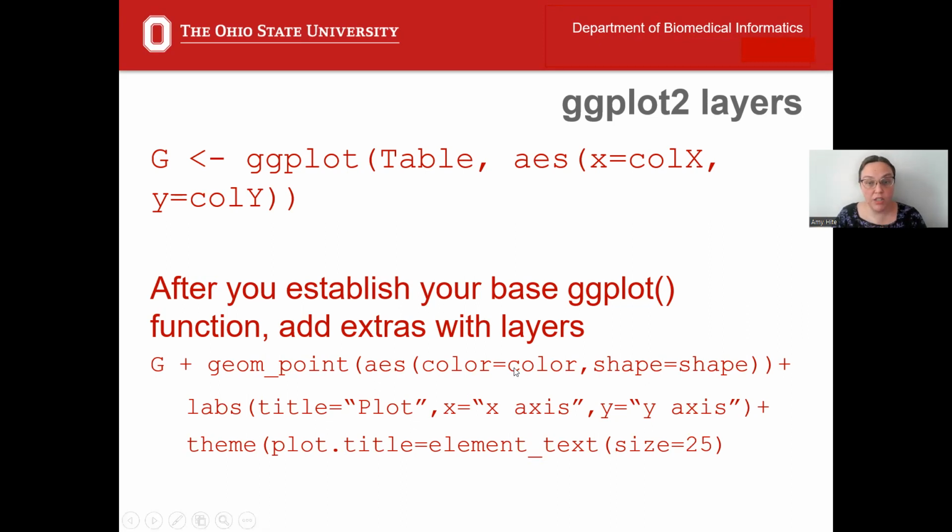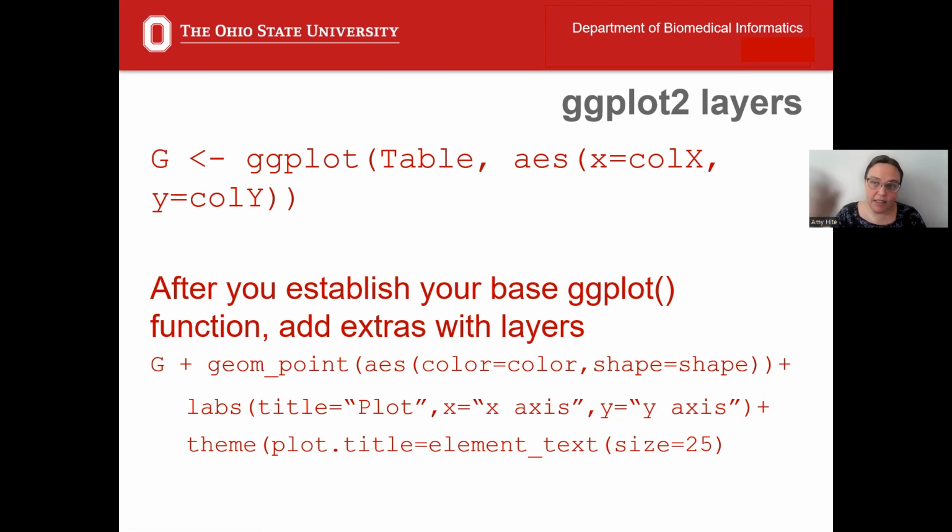I want my color to be this vector. I want my shape to be this vector. I want to add on labels to my plot. My main plot title is plot. My x-axis label is x-axis. My y-axis label is y-axis. Then I want to add on the theme, where the size of my text is 25.